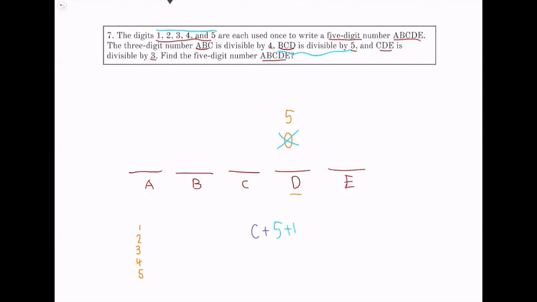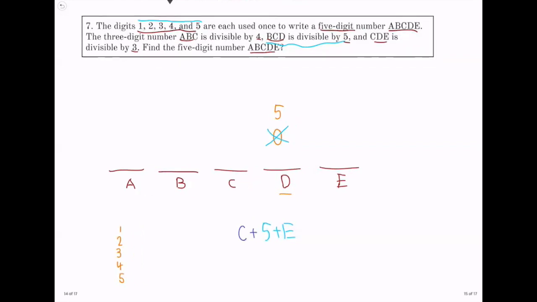C plus 5 plus E. When will this be a multiple of 3? It can be 6, 9, 12, dot, dot, dot. Or it can even be 15 or whatever. So can C plus 5 plus E be 6? If it was 6, this would mean that C plus E is 1. Okay, if C plus E is 1, is that possible?